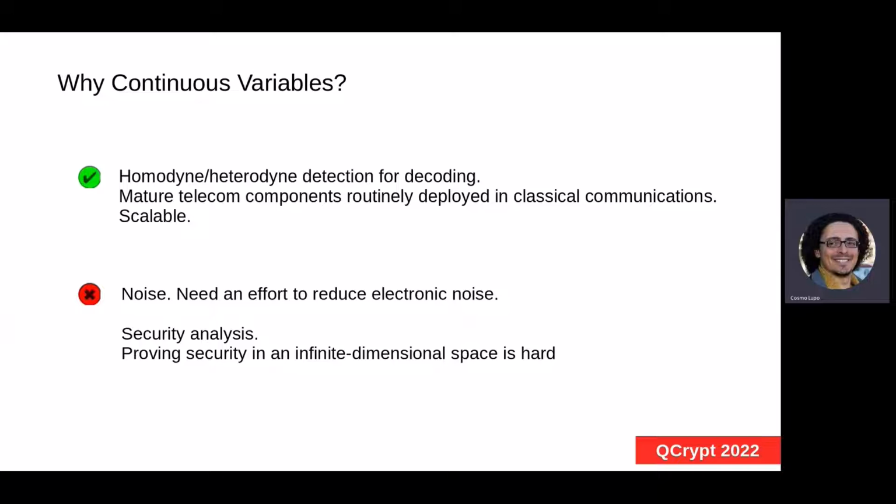The problems that we have to face when we deal with continuous variables are mostly related to noise. We need a big effort to reduce electronic noise to the minimum possible value, because this will affect the key rate and the distance. Also, the theoretical security analysis is non-trivial, mostly due to the fact that continuous variable protocols are defined in a Hilbert space which has infinite dimensions.